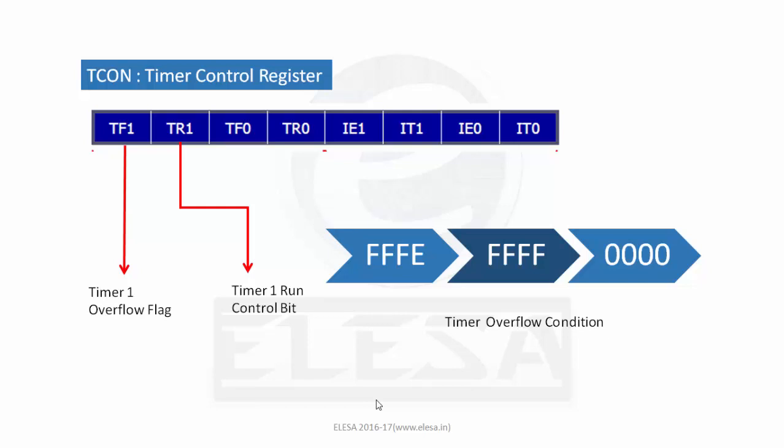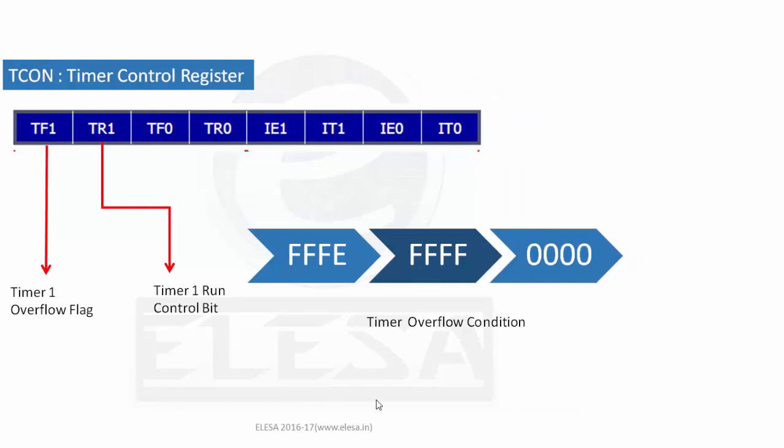That's why it will count 5 pulses, that is from 251 to 252, 253, 254, 255 and then 0 again, that is 5 clock pulses. This is the timer overflow condition.